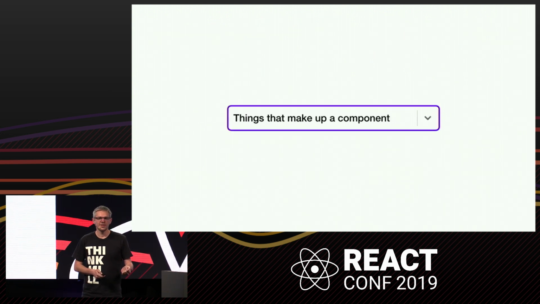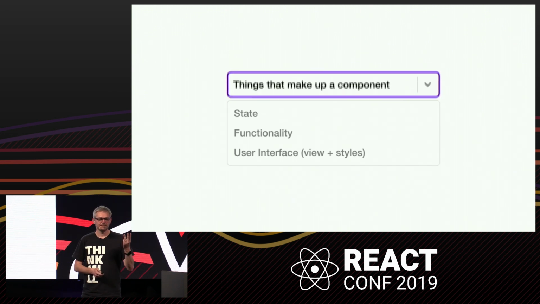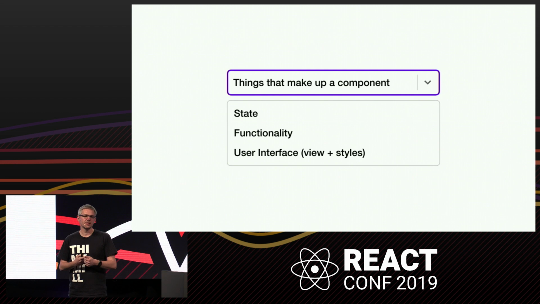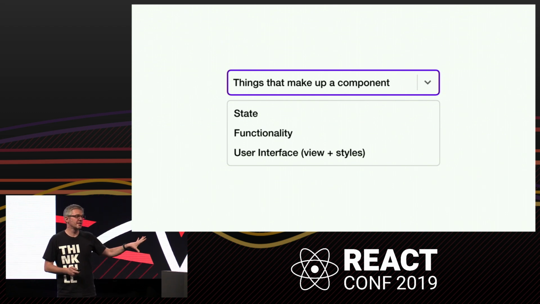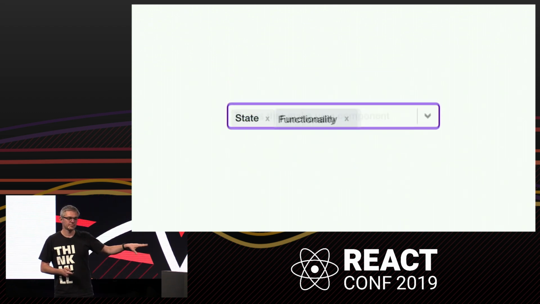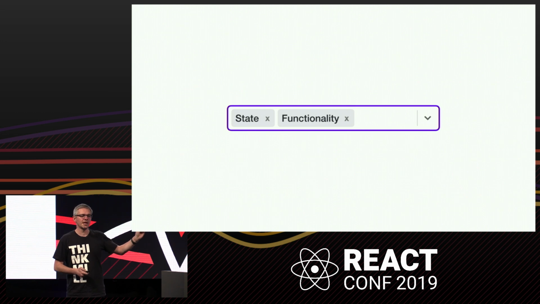So I spent some time thinking about things that make up a component, and got down to 3. There's state, and there's functionality, and there's the user interface, which is the view and the styles that result from that. How do we change that? Well, we got one thing, props. That's our tool. How do we use React's props API to control these things and make them flexible? Let's start by having a look at state and functionality.